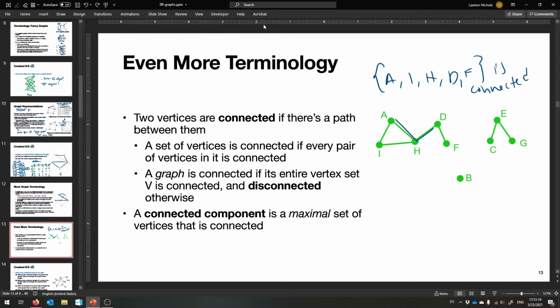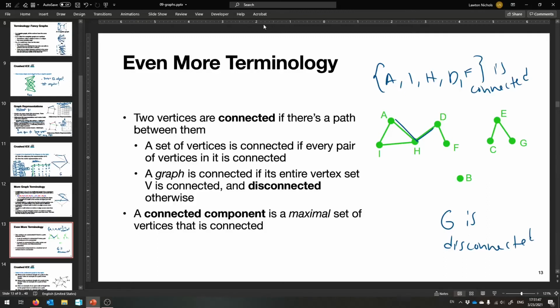You can also talk about the connectivity of a graph at once. A whole graph is connected if the entire vertex set V is connected. Otherwise, it's disconnected. So this whole graph, let's call it G, or darn, it's already here. Let's call it blue G, who cares? This entire graph here is disconnected. As a whole, it's disconnected.